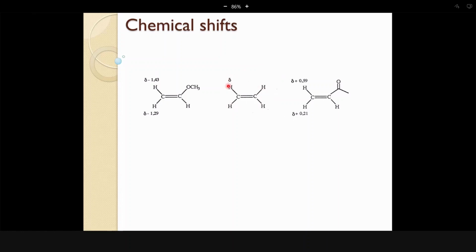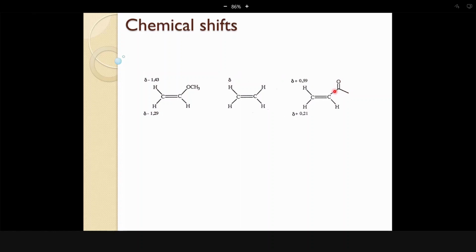And you can see that here on the left side, you have another compound with a methyl ether group here. And then you see that the chemical shift on these protons is lower than in the starting molecule. It's lower by 1.43 and 1.29 ppm for this proton.